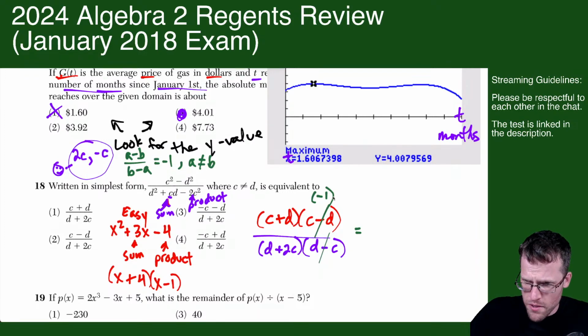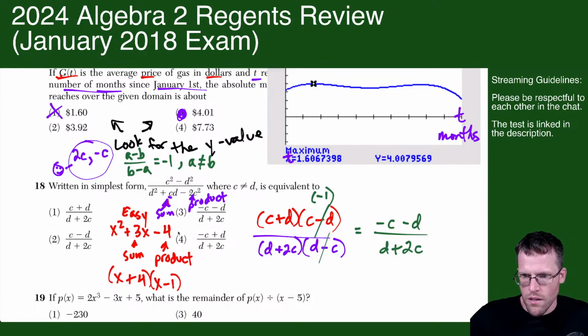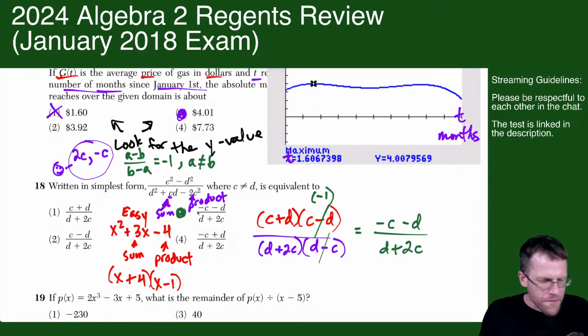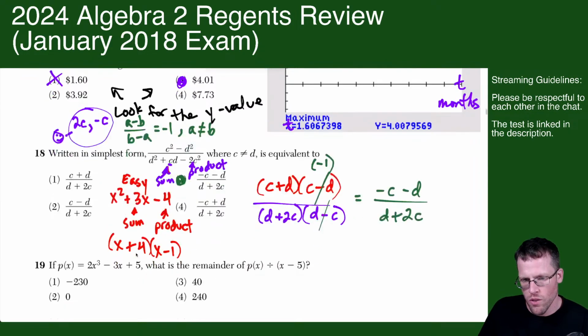And if I put the negative 1 on top, now I do negative 1 times c is negative c. Negative 1 times d is negative d over d plus 2c. Okay, so that's choice 3. Hard question. Or you can just pick out random numbers for c and d. But don't pick one for both. Well, c can't equal d. If you pick like c equals 2 and d equals 5, it'll probably not give you more than one correct answer.